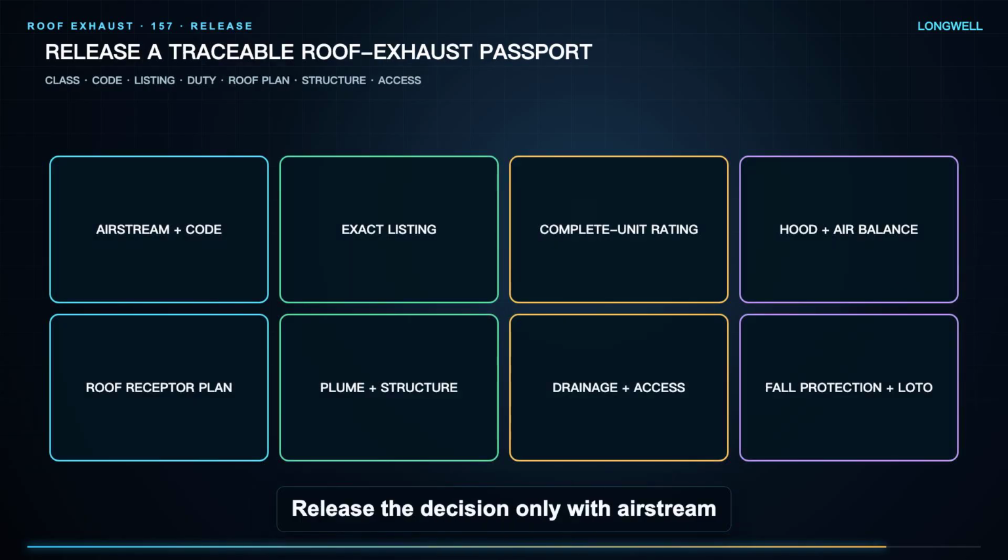Release the decision only with airstream classification, adopted code and authority review, exact listing, complete unit certified performance, hood and duct duty, replacement air balance, roof receptor plan, plume assessment, curb and structure details, drainage and cleaning, sound, access, fall protection, guarding, and lockout procedure.